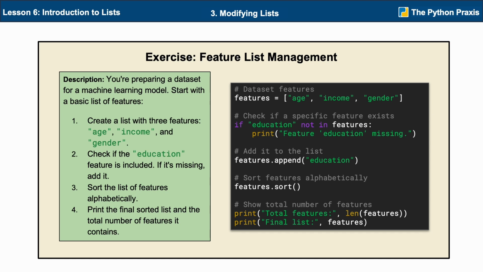After that, using append on features with education as argument, we append education at the end of the list. Using the sort function on features, we sort the elements in the features list alphabetically. The last 2 lines print the total features in the list, using the len function on features to count them, and the features list sorted alphabetically. This is how we curate feature sets for models. Quality input equals smarter output.